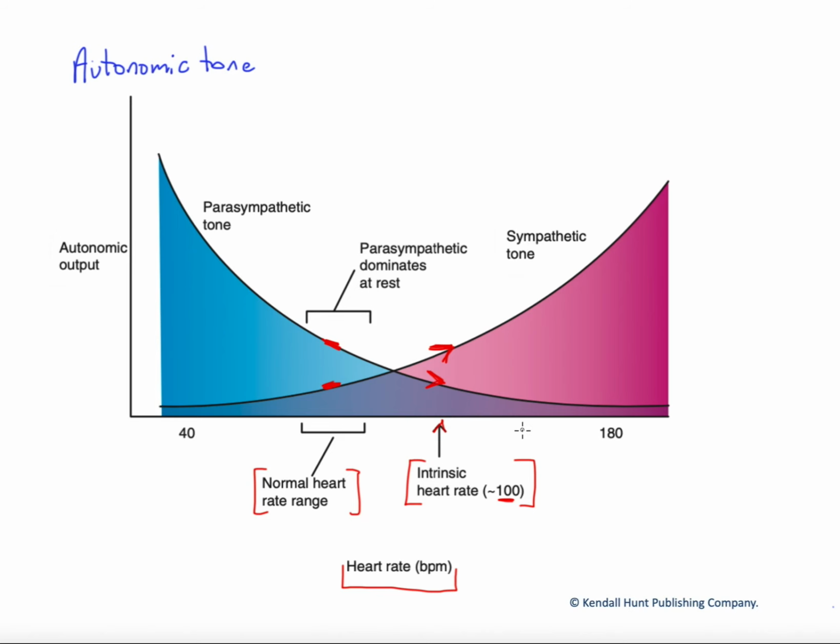Again, autonomic tone is due to dual innervation and both of those systems being active simultaneously to generate the activity level in that effector tissue.